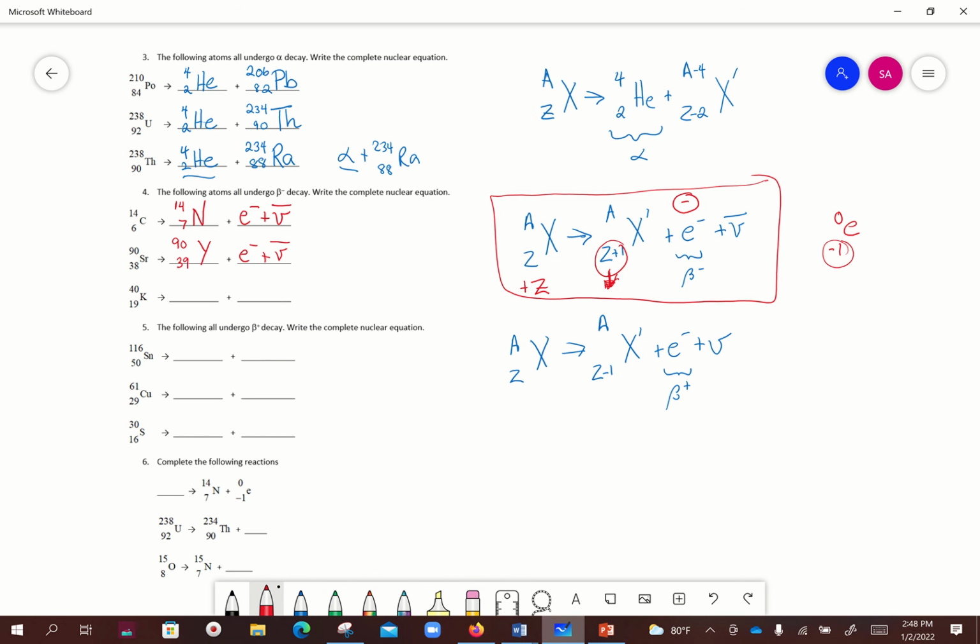Okay, how about potassium? So I've got potassium, 40. What does that go to? The 40 stays the same. The 19 goes up to 20.